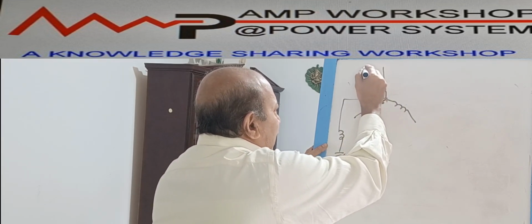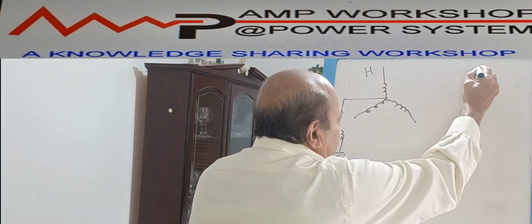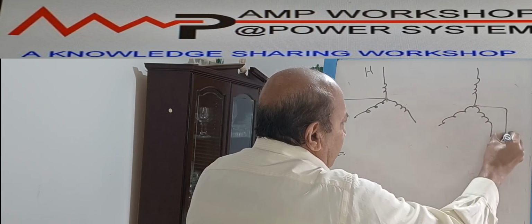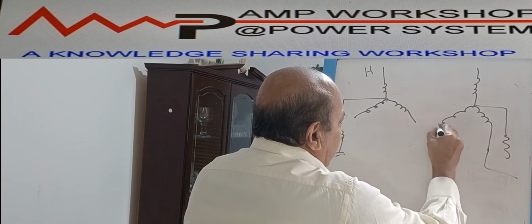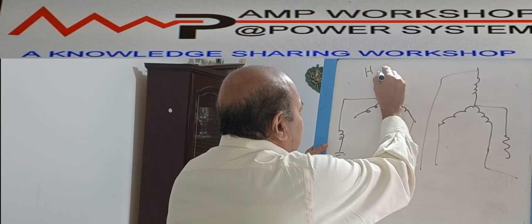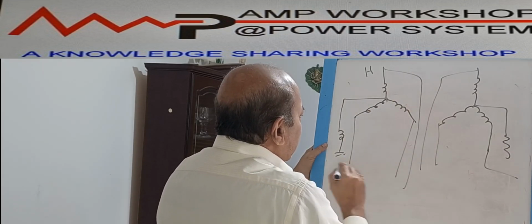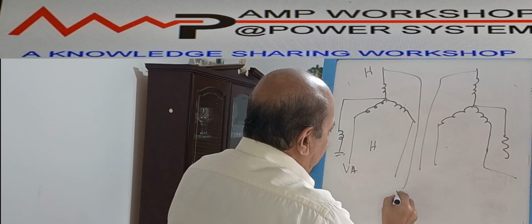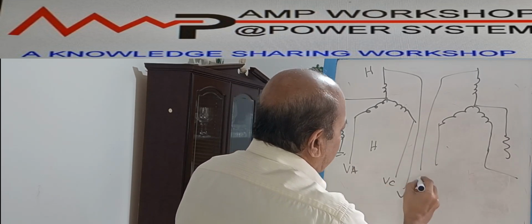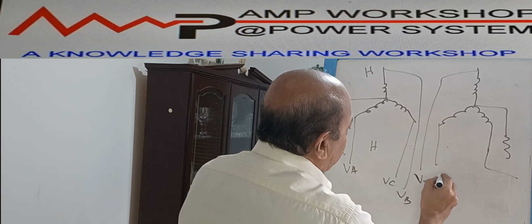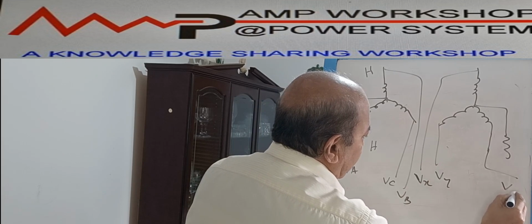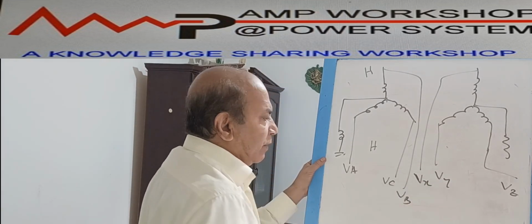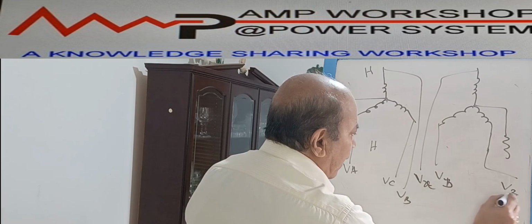Suppose this is the primary side, HT side, and this is the LV side, low tension side. Similarly, there is another winding which is connected through neutral. If we consider this way, these are the three phases. Suppose this is the HV side, that means VA, VB, and VC, and on the other side VX, VY, and VZ. You consider it in that way, three phase. Or you can put a small a, b, c.